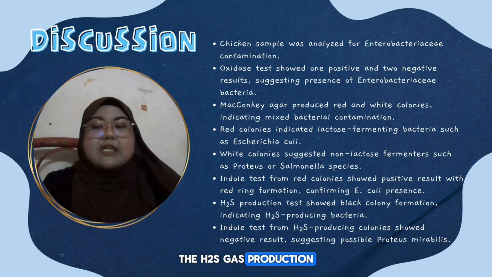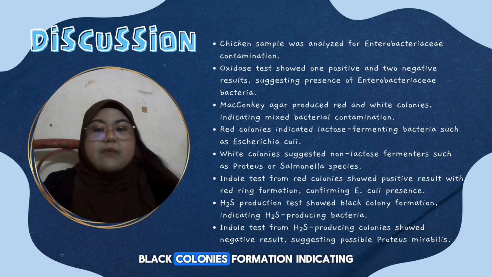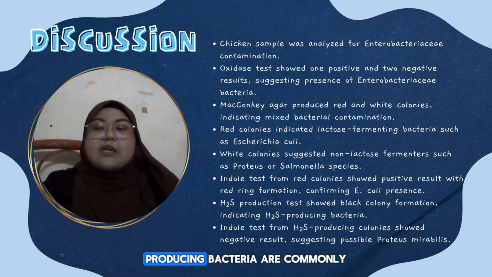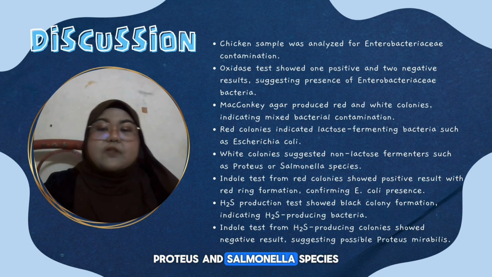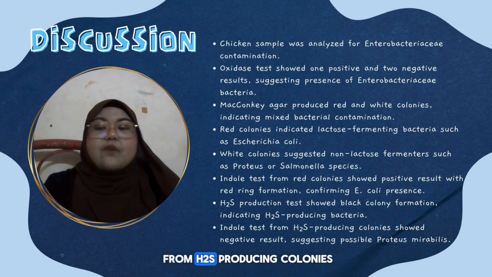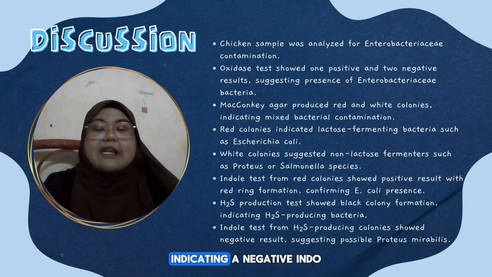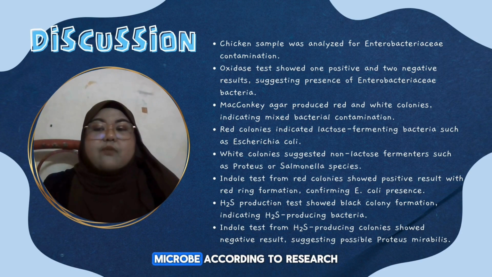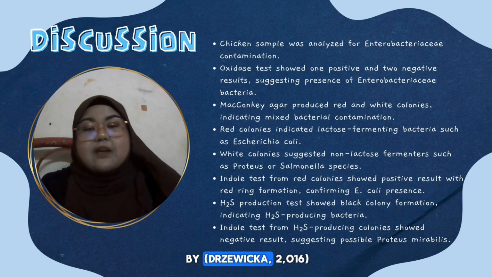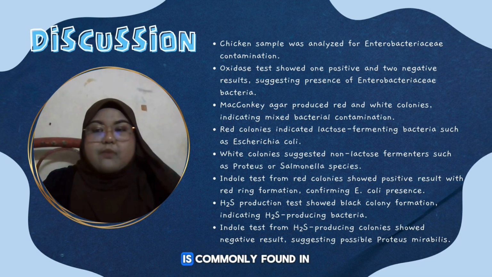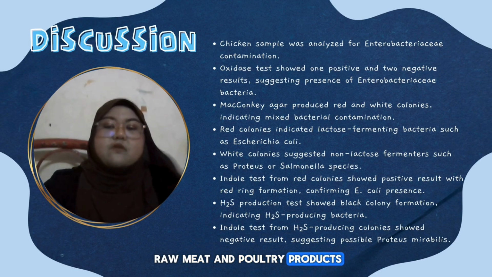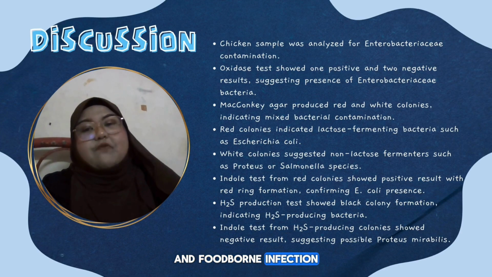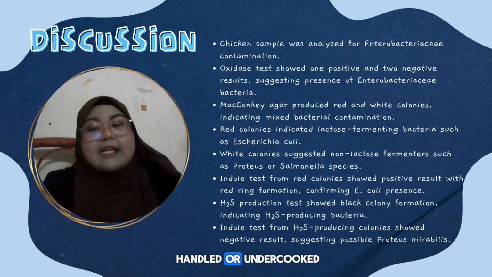Furthermore, the H2S gas production test from white colonies shows black colony formation, indicating a positive H2S production result. H2S producing bacteria are commonly associated with Proteus and Salmonella species. The subsequent indole test from H2S producing colonies shows a yellow ring layer, indicating a negative indole result and confirming the possible presence of Proteus mirabilis. According to research by Derzewicka, 2016, Proteus mirabilis is commonly found in raw meat and poultry products due to environmental and fecal contamination and may contribute to food spoilage and foodborne infection if food is improperly handled or undercooked.